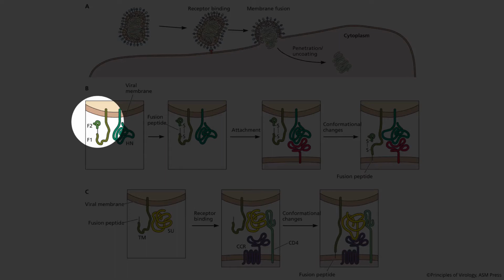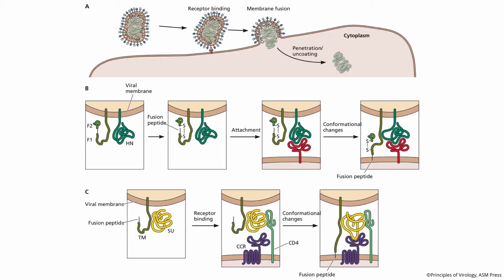Well, if the fusion protein were just sticking out, the virus would be fusing with every membrane it encountered, and that wouldn't be good. We need specificity in the fusion reaction. And in this case, the specificity is achieved by hiding the fusion peptide and exposing it only when the viral HN glycoprotein binds the right receptor. So if it binds the wrong receptor, it's not going to induce this conformational change.